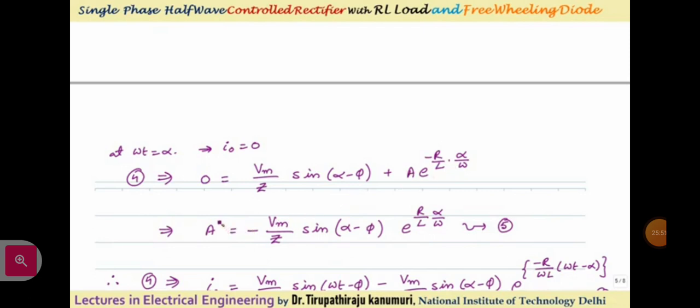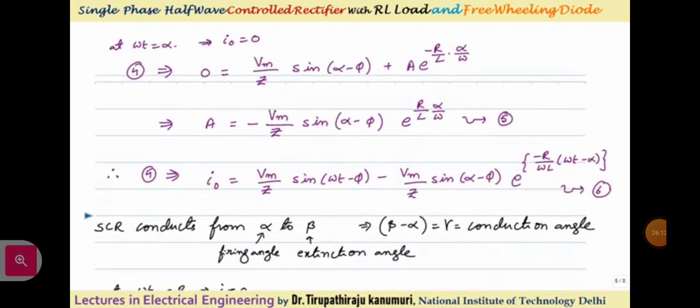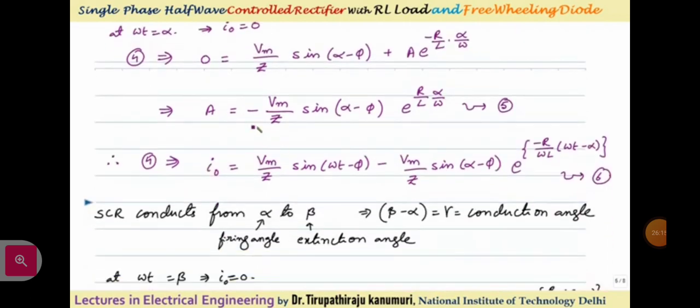So from this I can calculate my value of a is equal to minus V maximum by Z into sine of alpha minus phi e to the power of r by L into alpha by omega. Because this e to the power comes divided by here, so 1 divided by e to the power of minus a, I can take to the numerator as e to the power of a form. So that form I have taken here. So this is the final value of a. So now I am substituting this a in the value of I naught. So I naught we got as V maximum by Z sine of omega t minus phi.